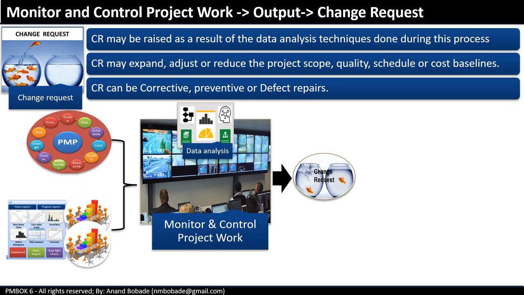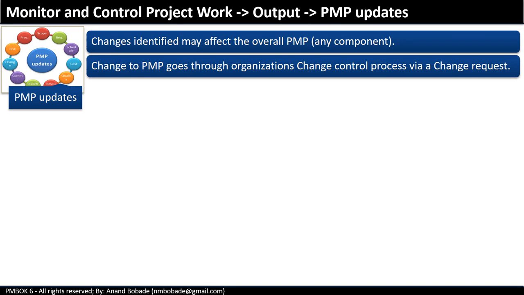Corrective action is used to realign the performance of project work with the PMP. Preventive actions ensure that future performance of the project work is aligned with the project management plan. And defect repair modifies a non-conforming product. Project management plan update. Changes identified during the monitor and control project work process may affect the overall project management plan. Changes to the PMP go through the organization's change control process.